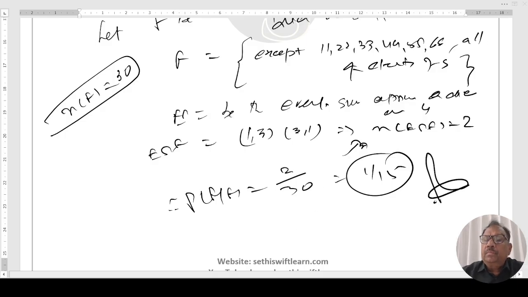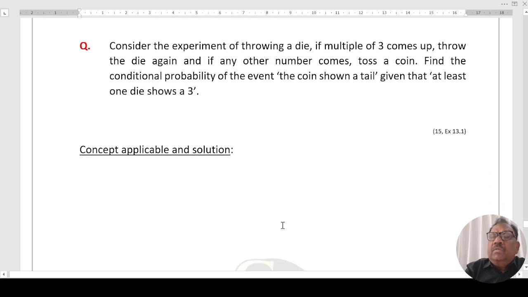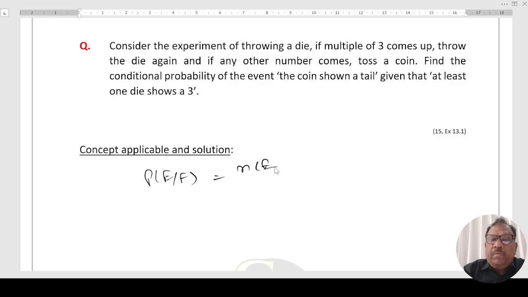Next question. Consider the experiment of throwing a die. If a multiple of 3 comes up, throw a die again. If another number comes, toss a coin. Find the conditional probability of the event that the coin shows a tail, given that at least one die shows a 3. P(E|F) is the conditional probability of E when it is confirmed that F has occurred.